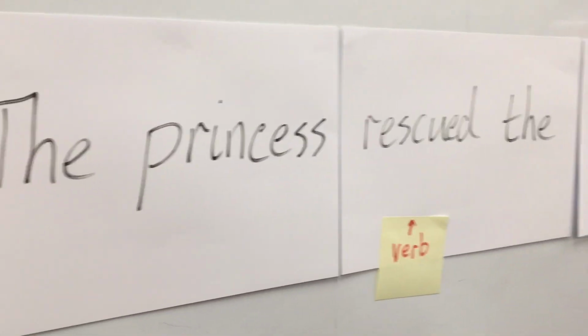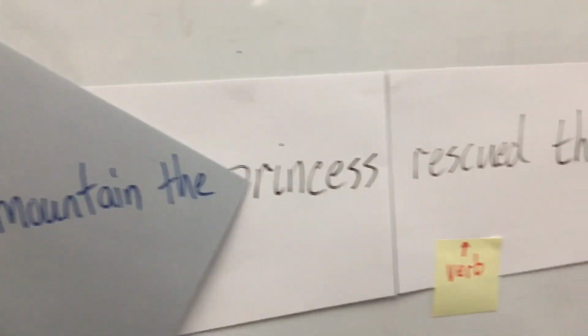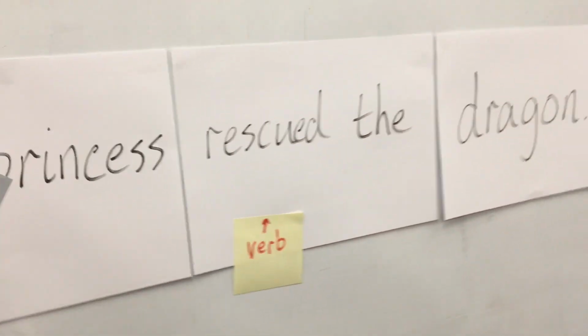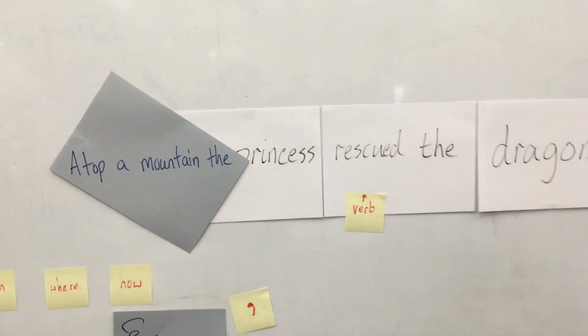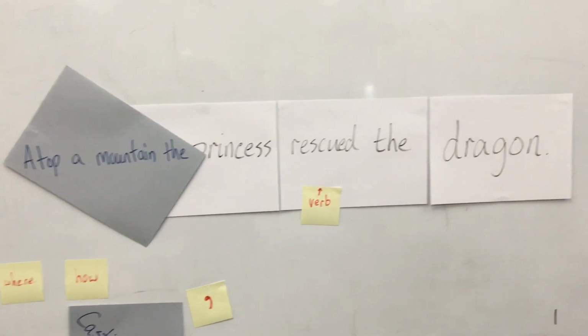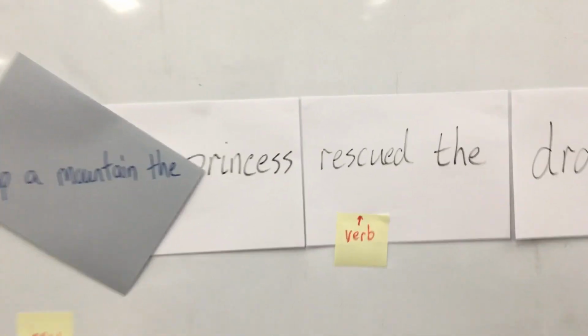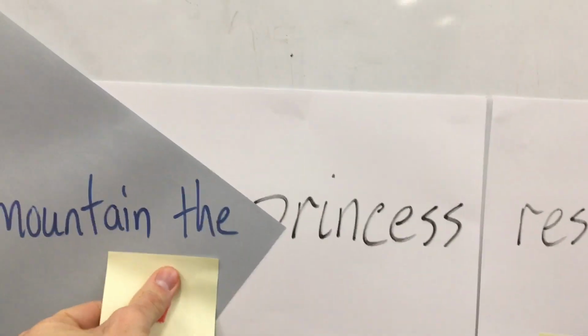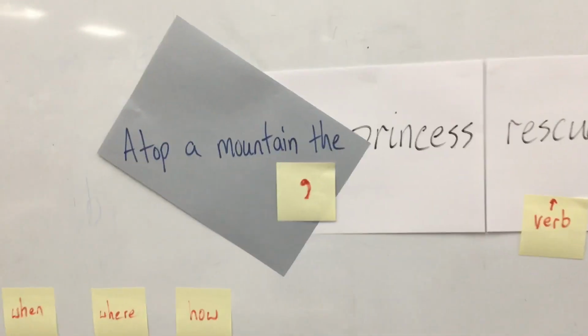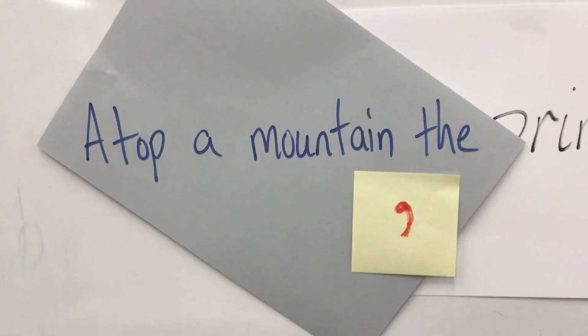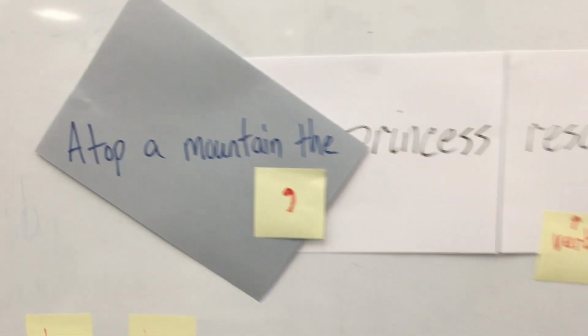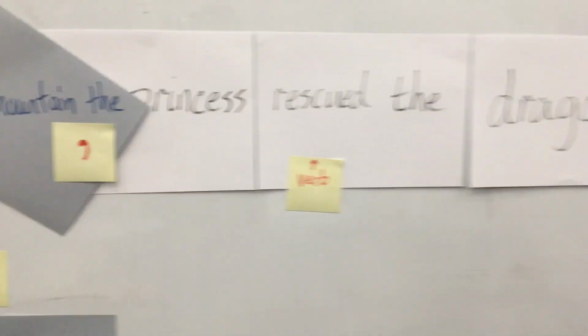We might want to think about where the princess did this. So we might say, atop a mountain, the princess rescued the dragon. Thinking about that sentence now, it's much more improved in that it gives more detail to the reader or the listener, and it tells us where, and of course, don't forget to separate your adverbial phrase at the start with a comma. Atop a mountain, the princess rescued the dragon.